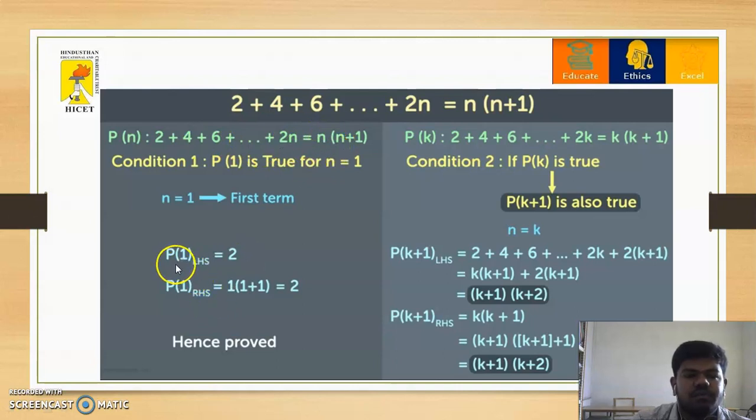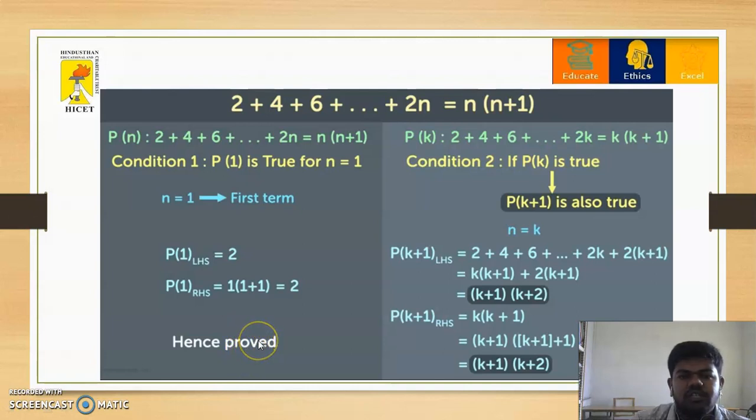First we will find the left hand side for P of n. In condition 1 we need to prove P of 1 is true. P of 1 on the left hand side is the first term, which is 2. And P of 1 on the right hand side: we substitute n equal to 1 in the right hand side of the equation, giving 1 multiplied by 1 plus 1, that is 1 into 2, which becomes 2. Hence the left hand side and the right hand side of the statement are equal. Therefore, the first condition is true.